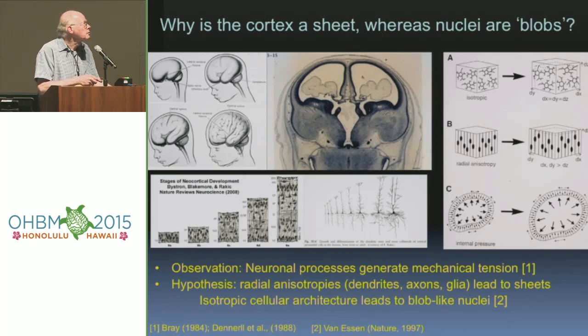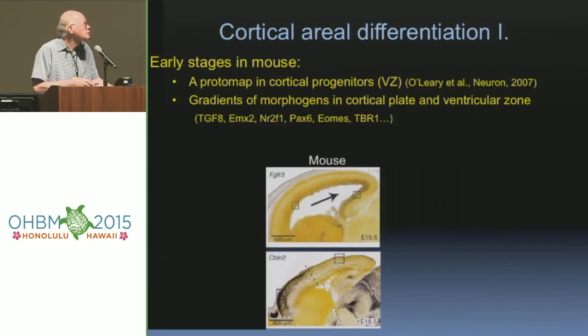are generating tension, they will tend to tug gently and keep the cortex, even as it grows, a thin sheet. Whereas subcortical structures, such as the thalamus and basal ganglia, tend to have more isotropic cellular elements, and they tend to expand more as blob-like structures. So that's a hypothesis for how cellular architecture can play a strong putative role in key aspects of morphogenesis.